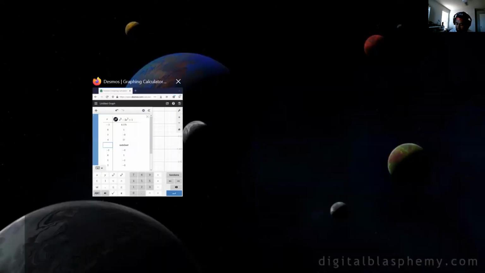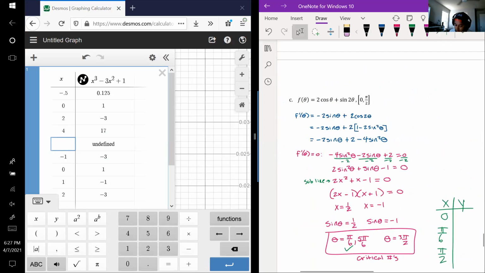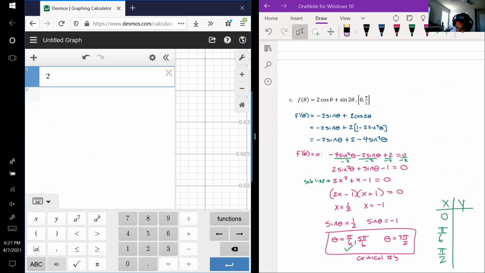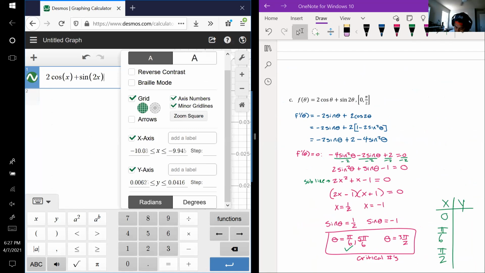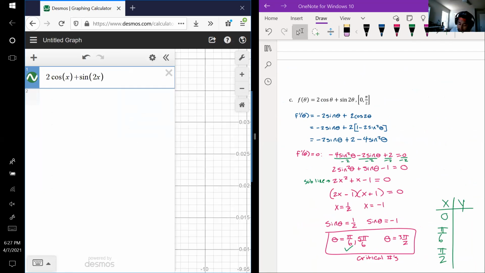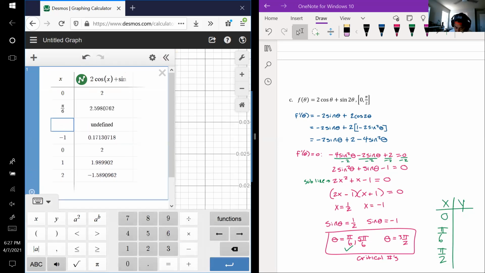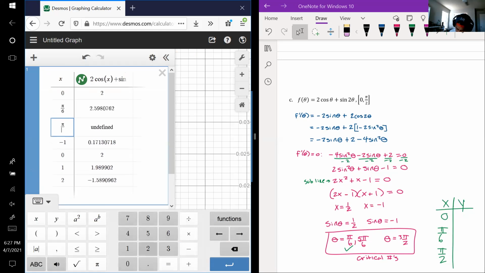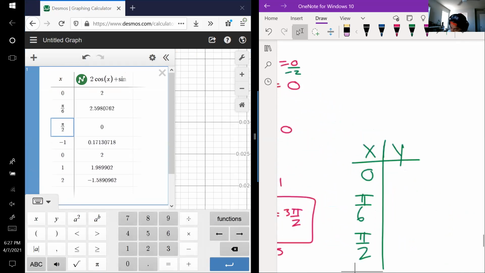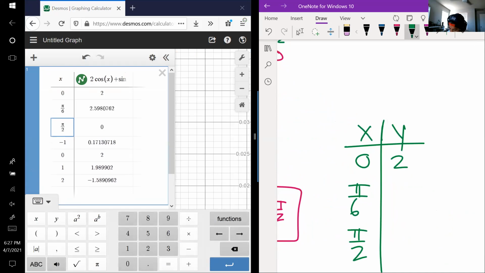Desmos. Let's just use x: 2 cosine x plus sine 2x. And since you're plugging in radian values, make sure your calculator is in radians, which I think Desmos always starts off in. So then use my table: 0, pi over 6, and pi over 2. We get 2, 2.598, so 2.6, and 0.